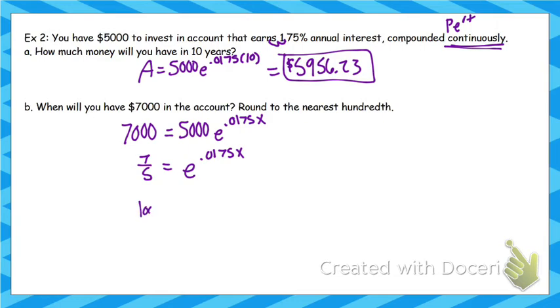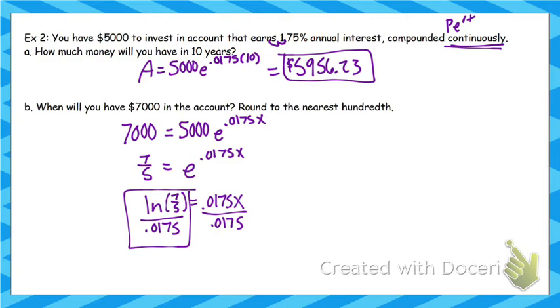And then at this point, we can rewrite this as a log. So this would be log base E of 7 over 5 equals 0.0175x. Now remember, log base E is the same thing as ln. Now to get x by itself, we'll divide by 0.0175. So this is my calculator-ready exact answer. Since we have a calculator, let's go ahead and also find the decimal. So at this point, we can plug this in, and I'm going to end up with 19.27 years.